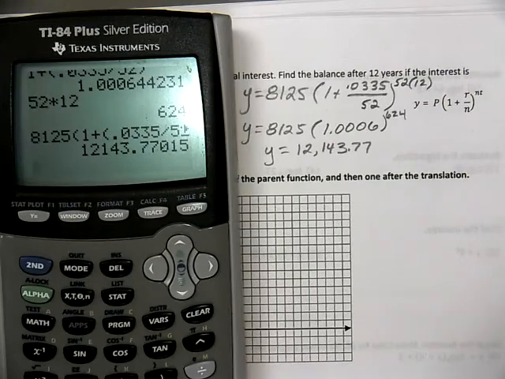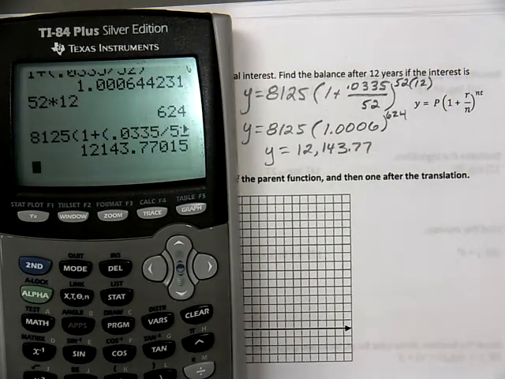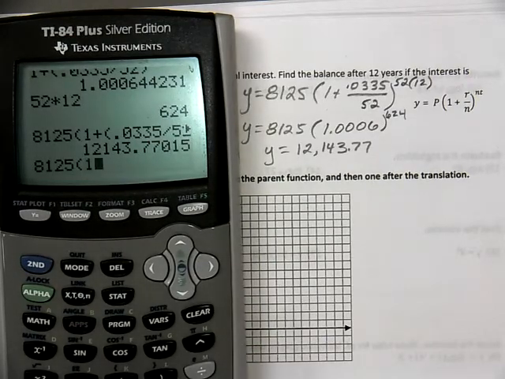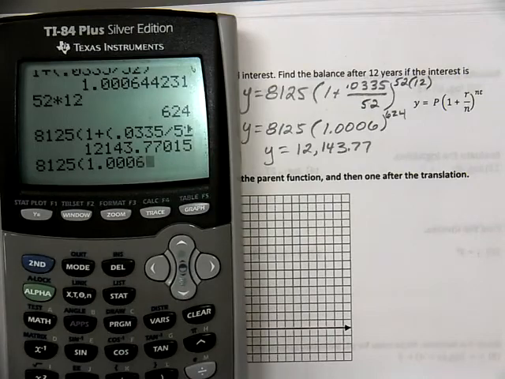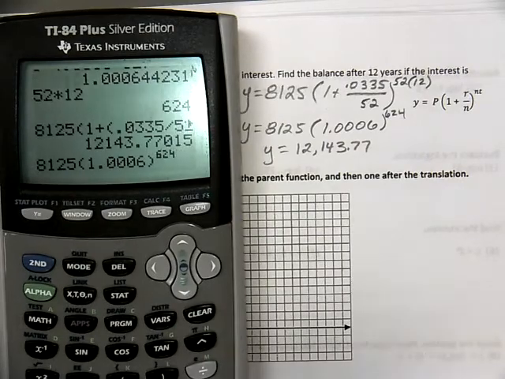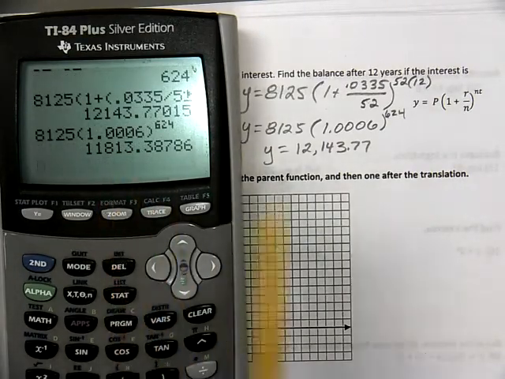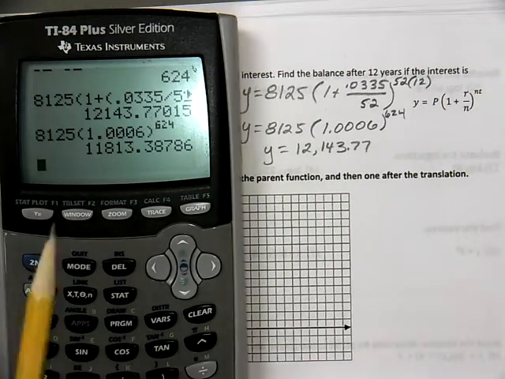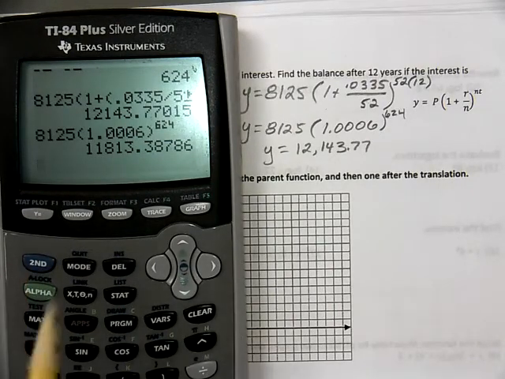That would be pretty nice. Let's see what would happen. I'm just curious now. 8,125 times 1.0006. If we use that rounded number 624 times, you see that would be a considerably different answer. So you want to be sure that you use the real answer and not some rounded answer when you're finding your calculation.